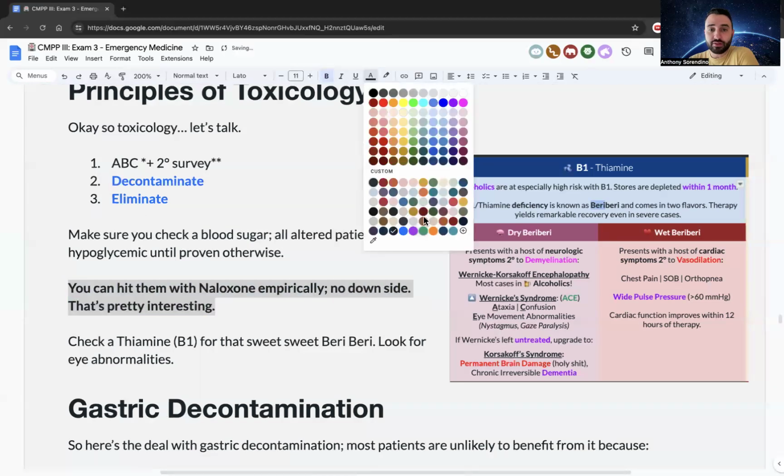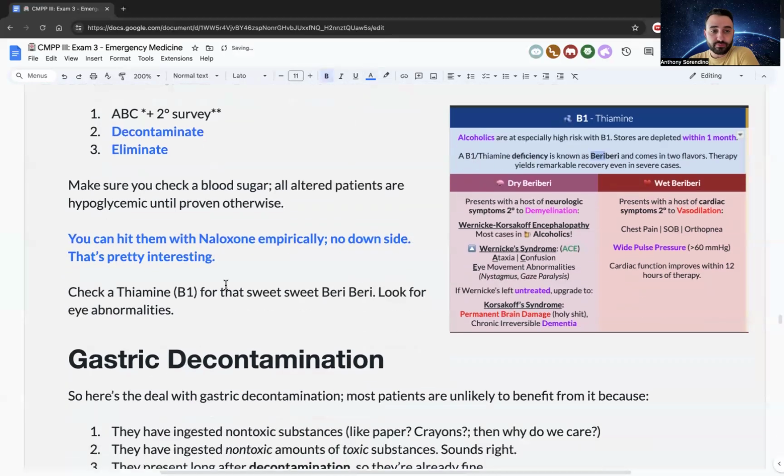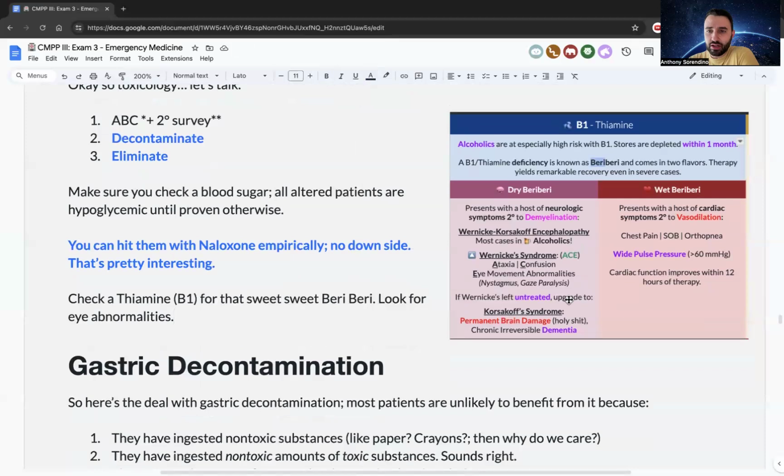Like, all right, give them naloxone. Let's see what happens. Check thiamine, B1, because it can cause beriberi. What are we talking about? Yeah, it can cause beriberi, chest pain, shortness of breath, ataxia, get this Wernicke stuff going on.